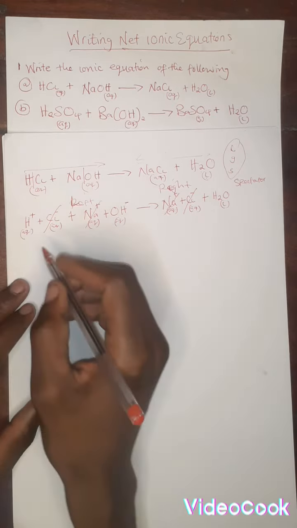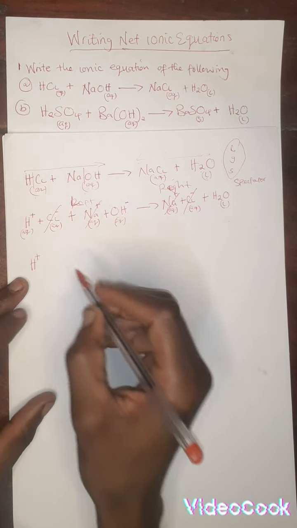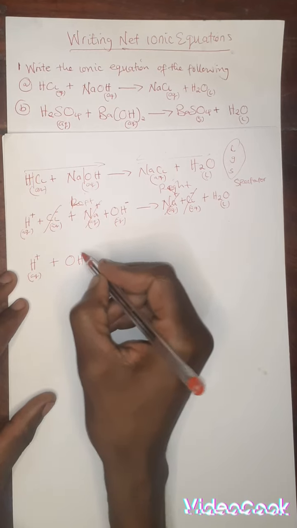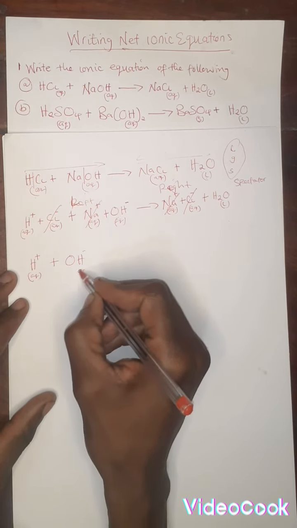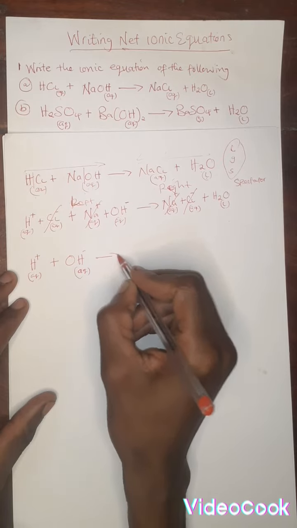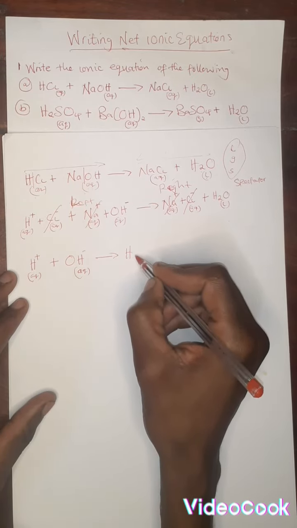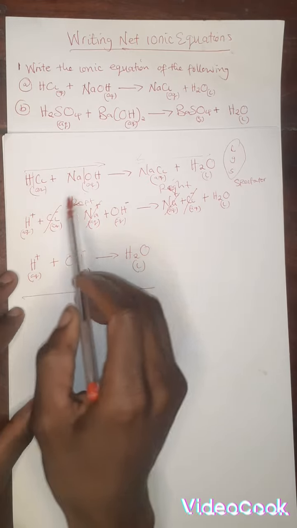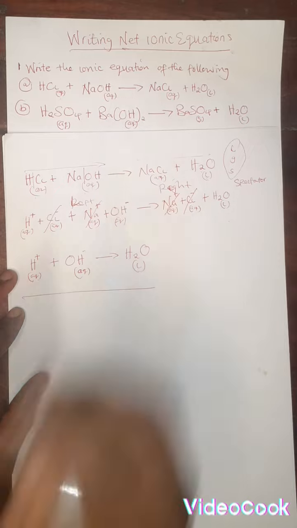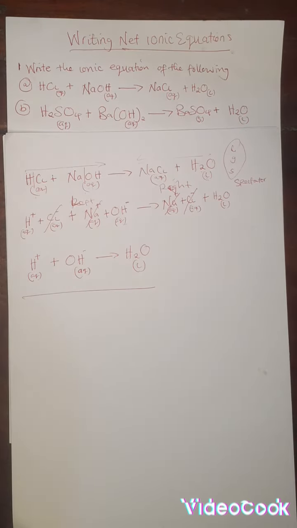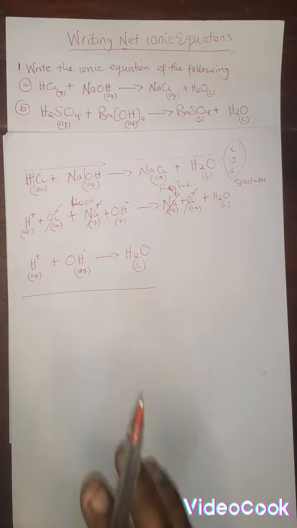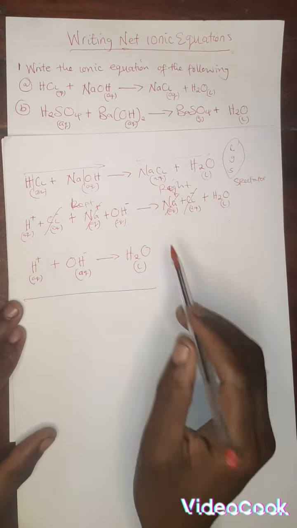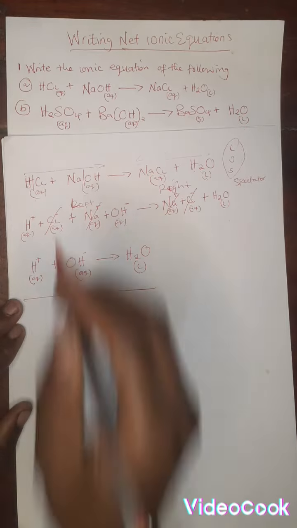That's all. We have remained with the hydrogen positive, which is in aqueous state, plus hydroxide negative, which is in aqueous state. This produces water as a liquid, the H2O. So this is the net ionic equation for this reaction which we have been told to answer. It is as simple as that. Do not forget you need to balance the equation. Then when you balance, that's when you start splitting the substances which are in aqueous state.